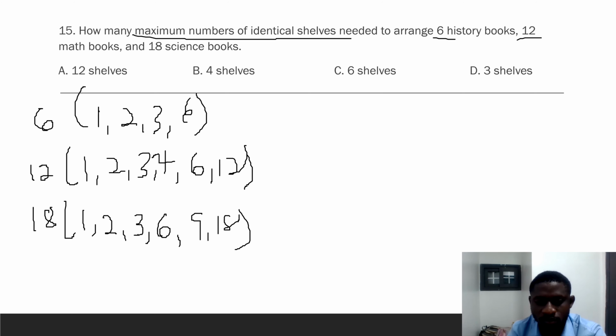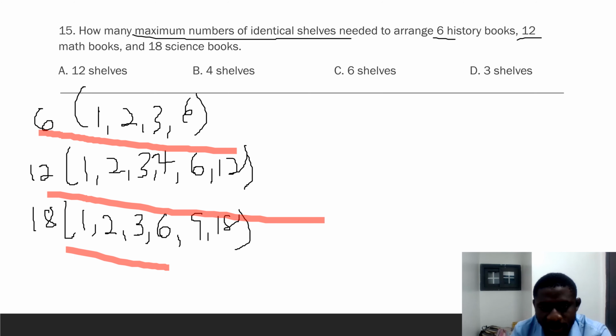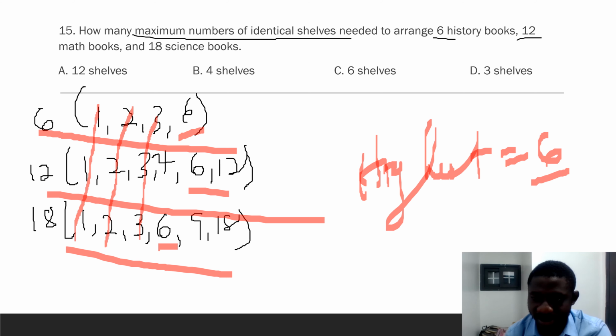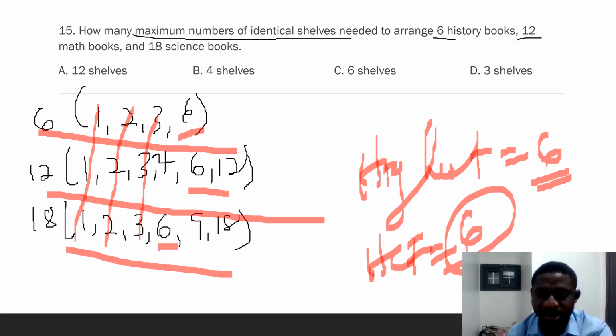Alright. Now, let's look for the number that appears here, here, and here at the same time. But we want the number that is the greatest. So, let's see. 18. Is 18 appearing here? No. Here? No. 9. Is 9 appearing here? No. 6 is here? Yes. 6 is here? Yes. 6 is here? Yes. 3 is here also throughout. 2 is here also throughout. 1 is there also throughout. But we're looking for the greatest number, the highest number. So in this case, the highest number in there is 6. So it tells you the highest common factor is 6. And thus, if you want to arrange them, you can arrange them into 6 shapes.